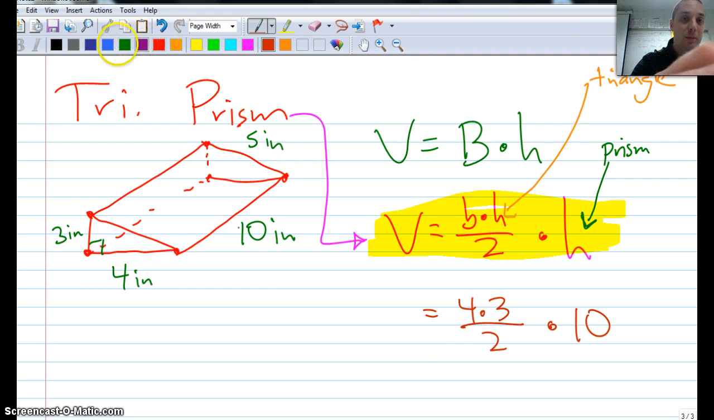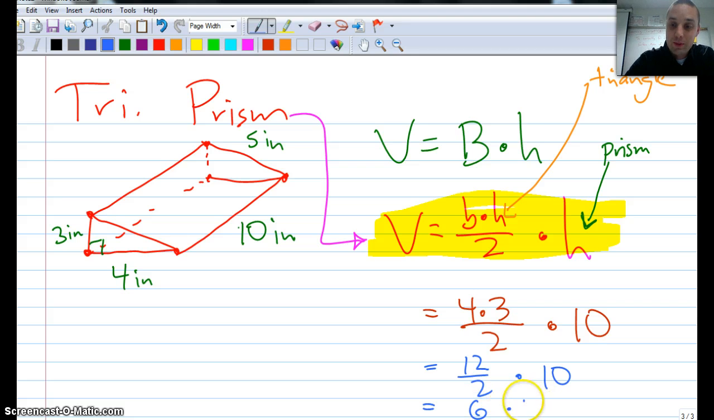So when we do a little PEMDAS here, 4 times 3 is 12. This is really 12 divided by 2 times 10. That'd be 6 times 10. And that's going to be 60. And then we're talking about inches here, so 60 inches cubed, 60 inches to the 3rd power.